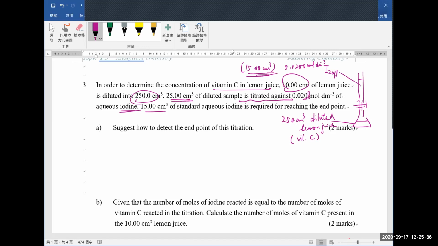What will happen if I add iodine into the solution? Just imagine the case. I add iodine into the solution. They will react with vitamin C. The iodine solution originally is brown. The brown solution becomes colorless, right? Becomes colorless. So what is the end point of this titration?